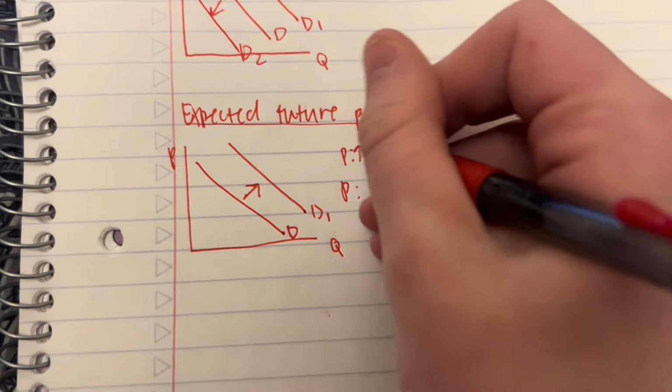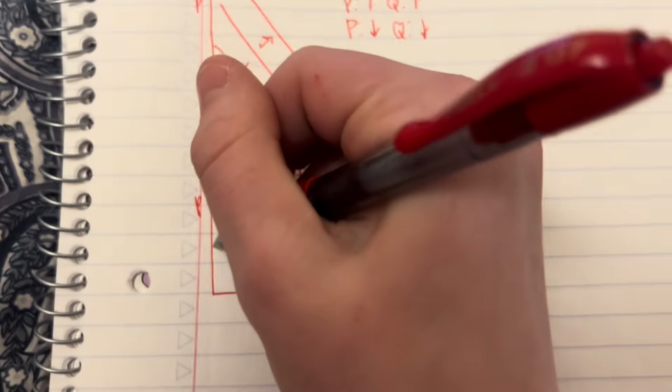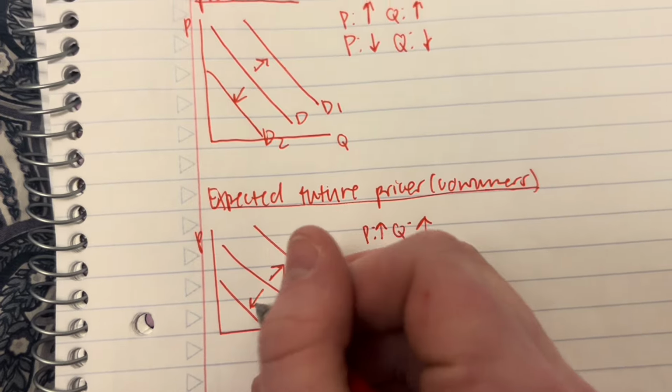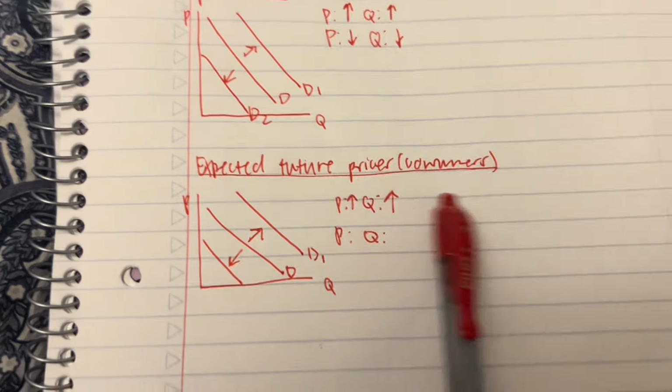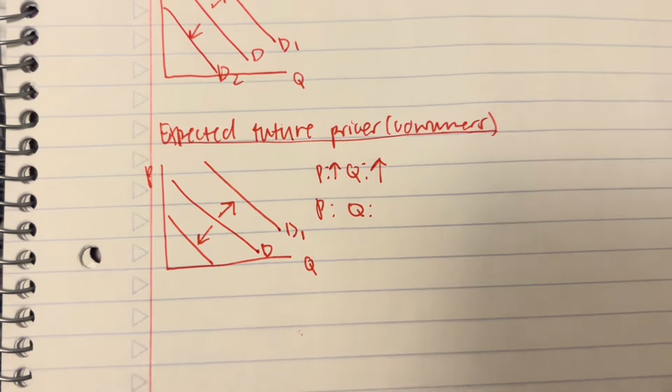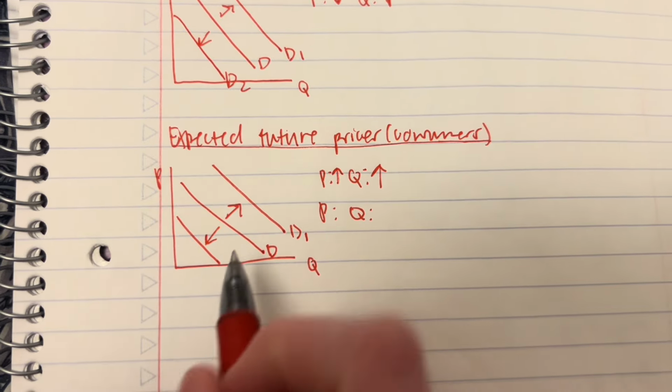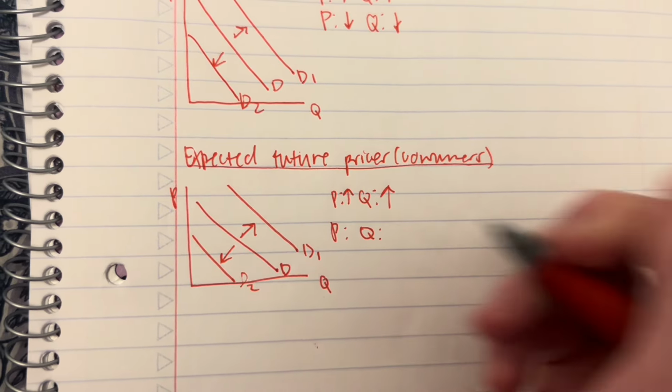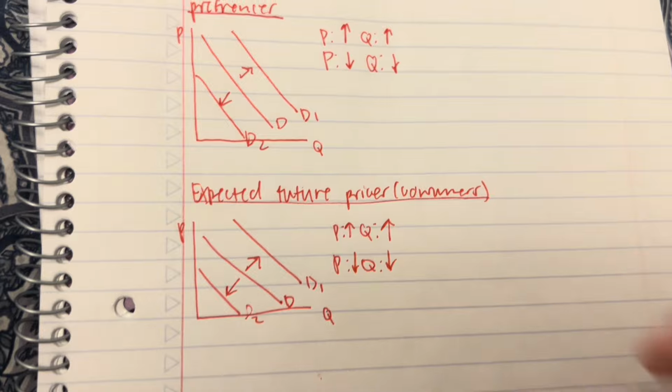But the price and the quantity will go up because of that. And then it will cause a decrease in demand when the expected future prices are meant to fall, because the customers will wait to buy them until they think they're going to fall in the future. So that causes price and quantity to fall.